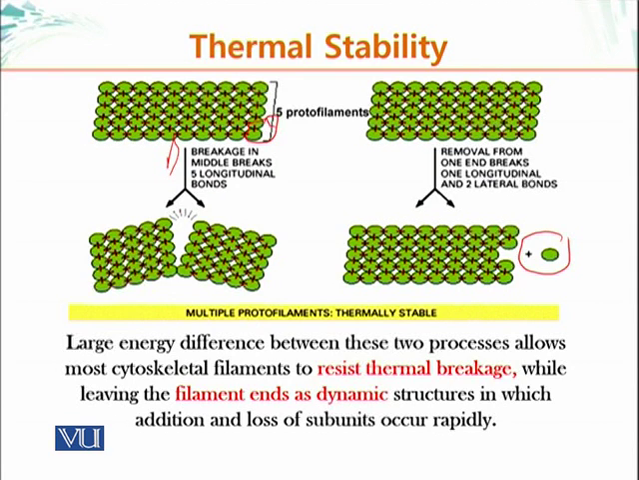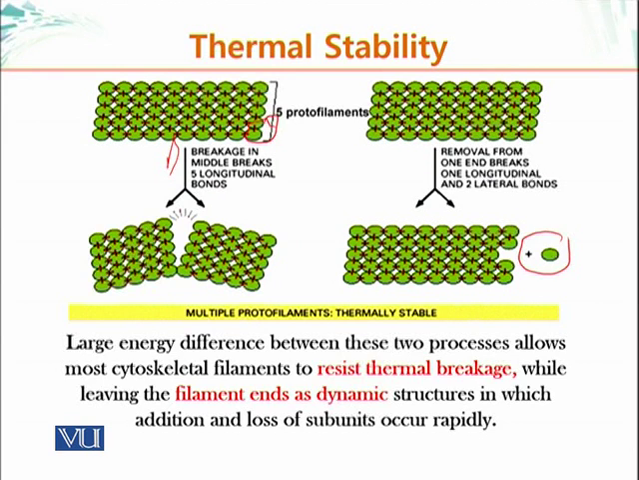So large energy differences between these two processes allow most cytoskeletal filaments to resist thermal breakage. If our filaments were not thermally stable, they would not be able to perform their function, one of which is, of course, providing structural support to the cell.